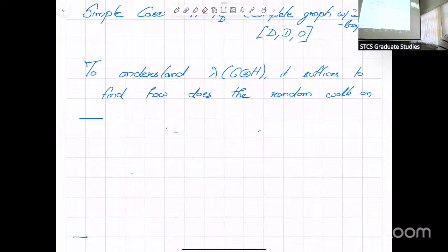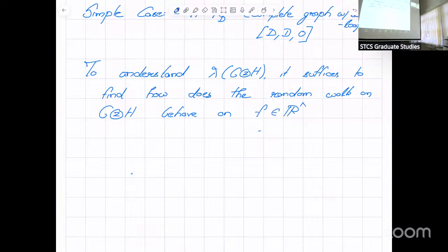So we want to understand the spectral gap of this product. What does it mean to understand the spectral gap of this product? You want to understand how the random walk on G ⓩ H behaves on, take any vector in the corresponding space, which is R^{ND}.